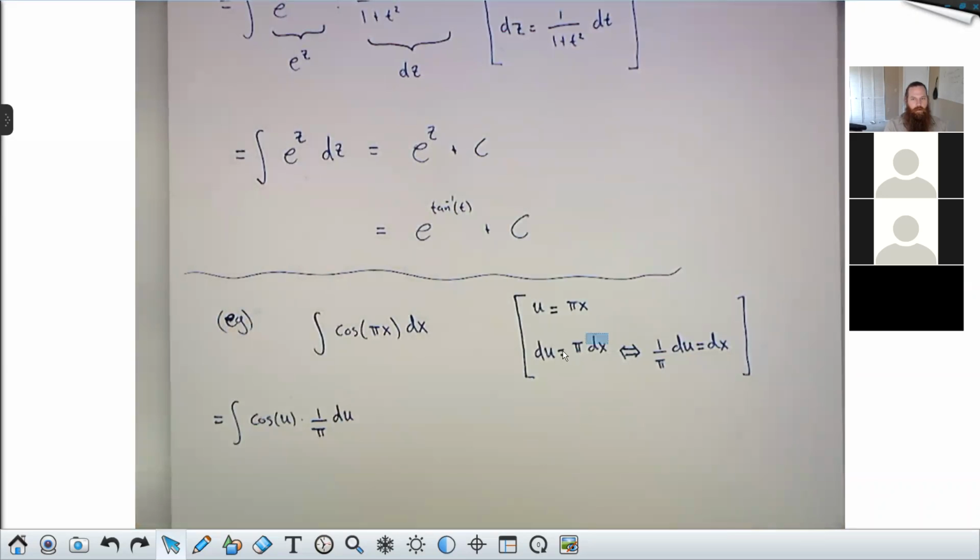In other words, I divided both sides here by pi to get dx alone, so I could get something I can plug in. Dx is 1 over pi times du. And then the cos of pi x, that's just cos u.